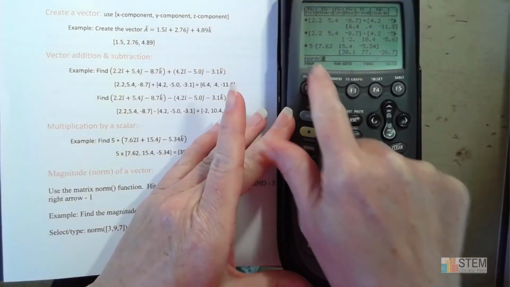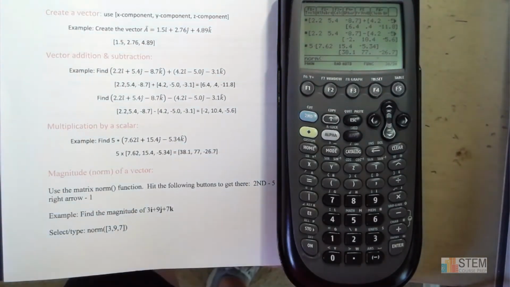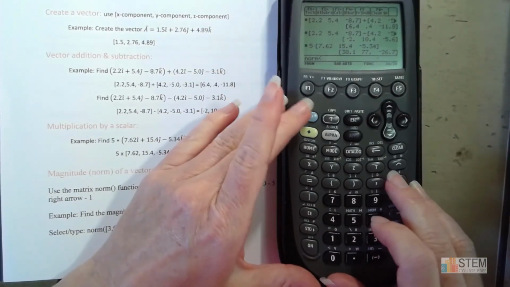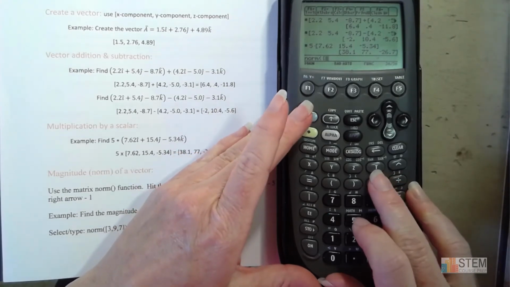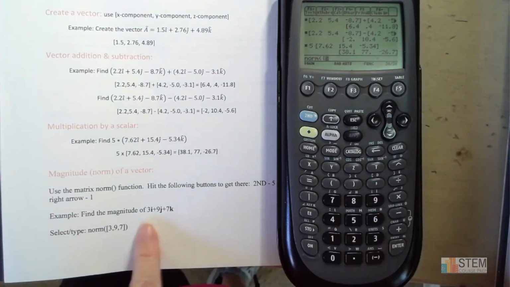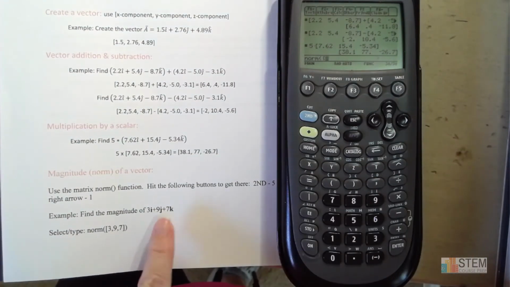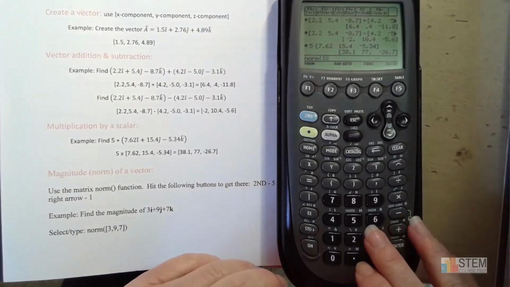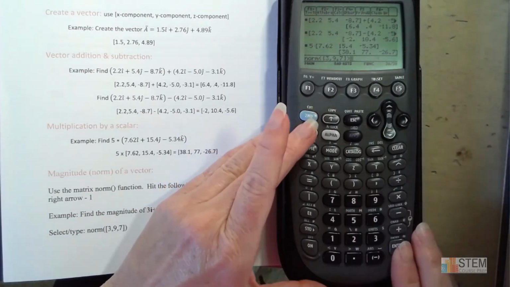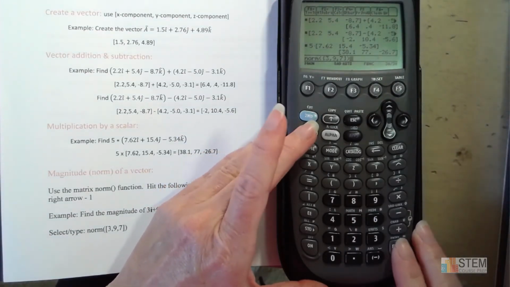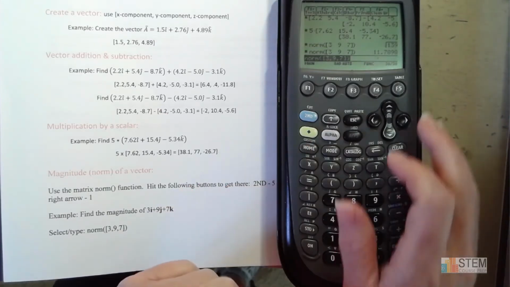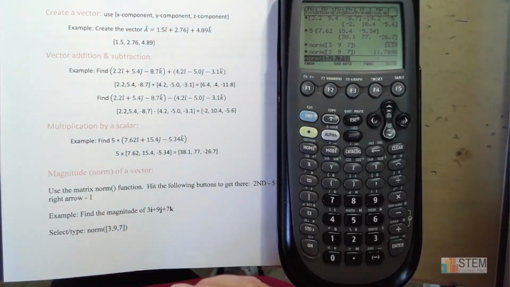Norm is going to give you a magnitude, so the square root of the sum of the squares of your vector. So we're going to have norm parentheses, and then we need to put the vector inside. So we'll have the bracket, and let's just use this example here. Let's find the magnitude of 3i plus 9j plus 7k. So we'll have 3, 9, 7, just like that. Close the bracket, close the parentheses, and then enter.